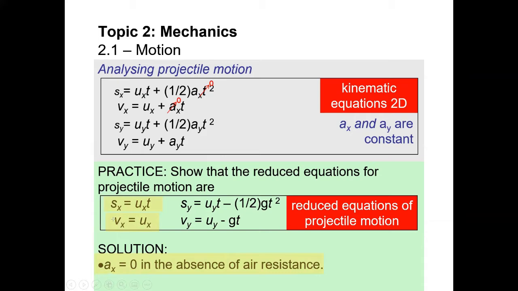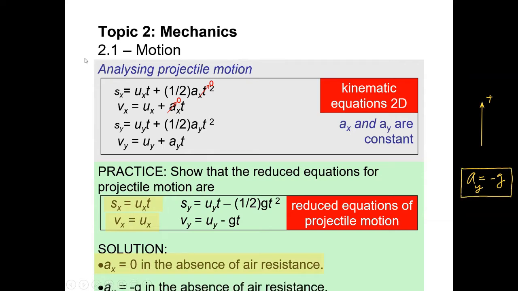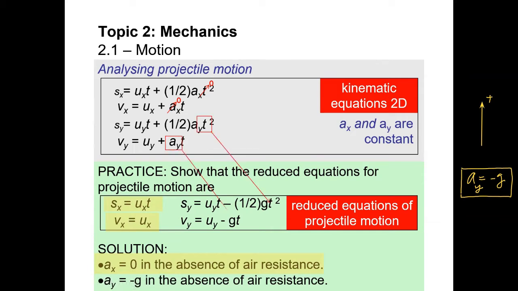The second equation indicates that velocity in x component is constant. Since we choose upward as positive reference, acceleration due to gravity is always downward. So acceleration in y component equals minus g. Then we get the following two equations.